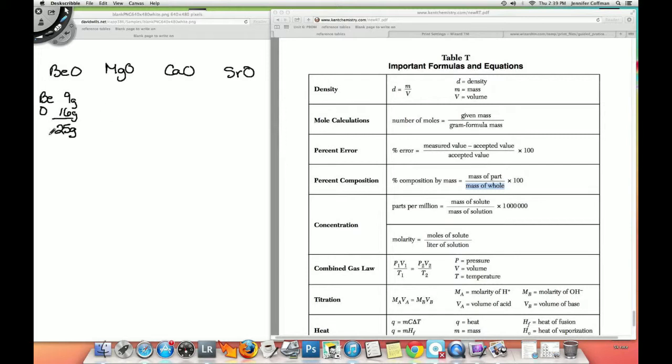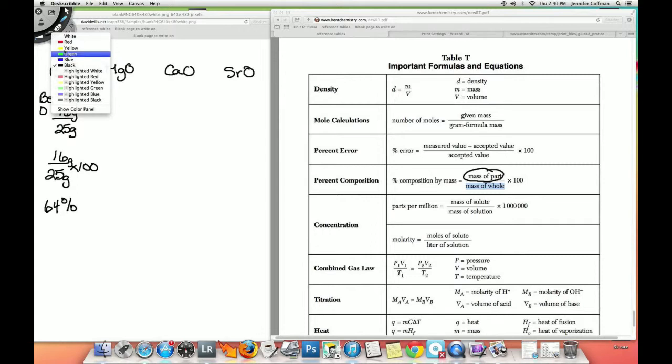Okay, if I want the percent of oxygen, it's the mass of the part. The part is the oxygen part, so that's 16, divided by the mass of the whole thing, which is going to be 25, and I'm going to multiply it by 100. So 16 divided by 25 is going to be 64%. Alright, let's do the next one.